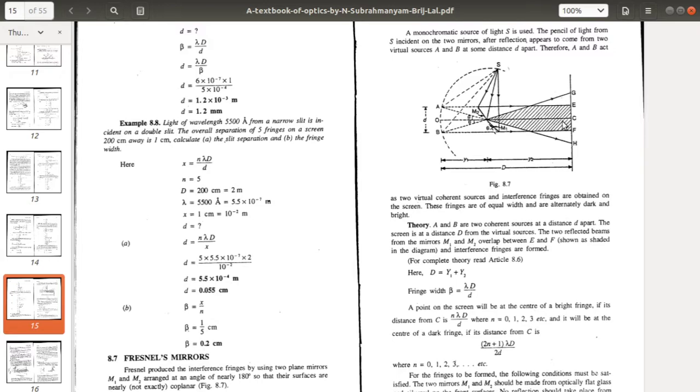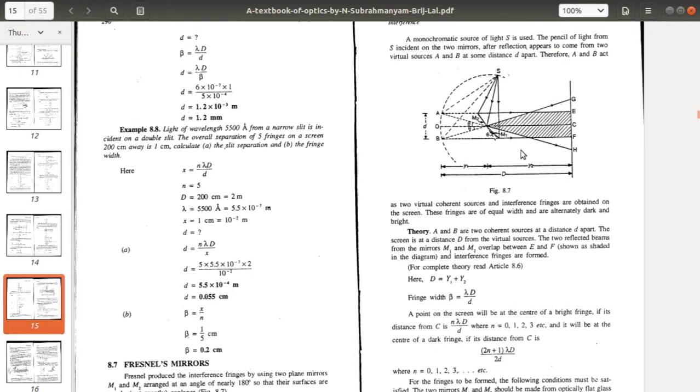We have marked the distance from the point of contact of the mirrors, M, to the point O, that is from the virtual source, as Y1, and from the point of contact to the screen as Y2. In total, Y1 plus Y2 represents capital D, and capital D is the distance between the source and the screen.